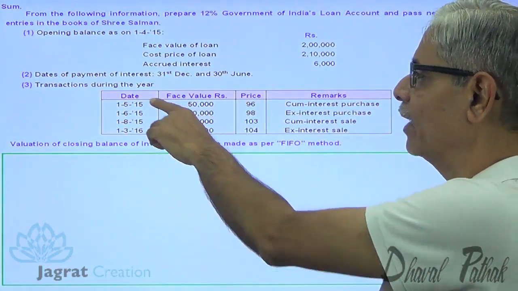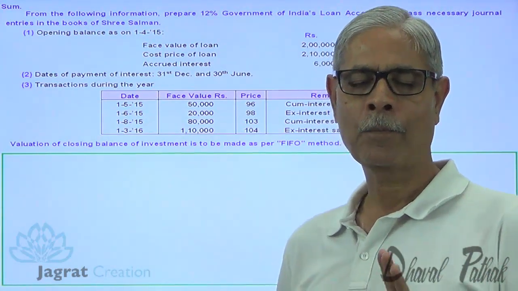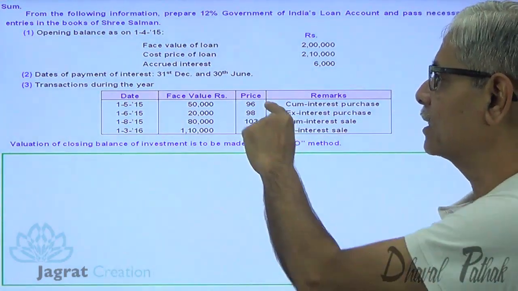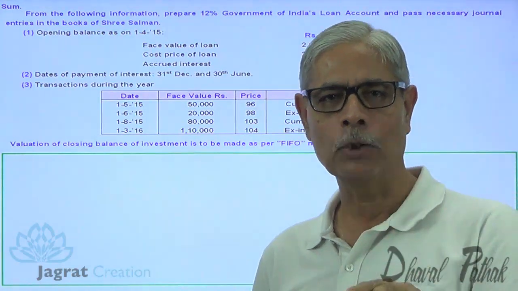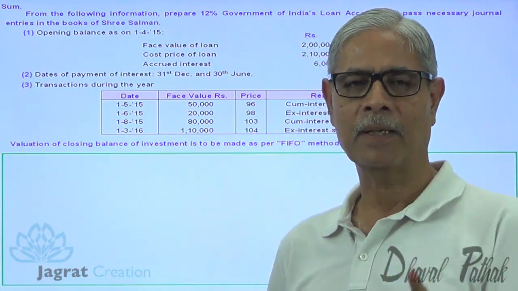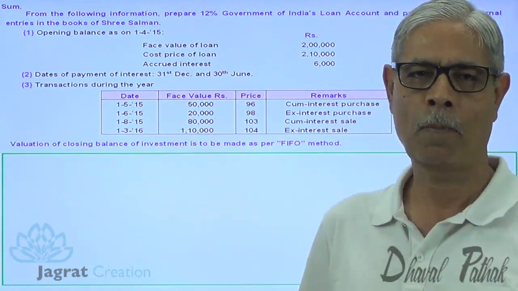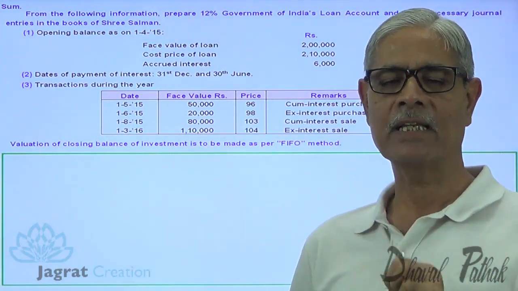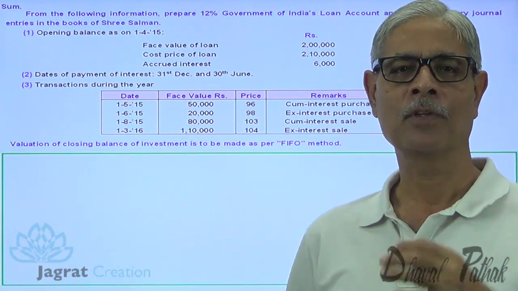If I purchase one loan, face value 100, I am required to pay 4 rupees interest. This 96 is a price, is cum-interest. So this 96 includes 4 rupees interest element. So my net purchase price is 96 minus 4, 92. So 92 is the cost of purchase price. 4 rupees is the interest element that I am supposed to pay at the time of purchase of investment.